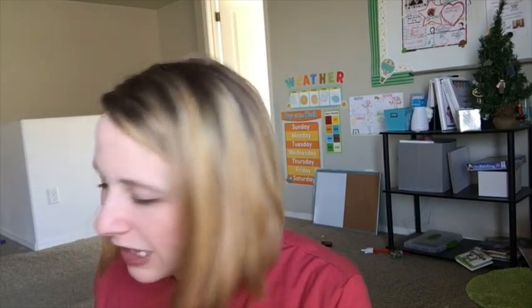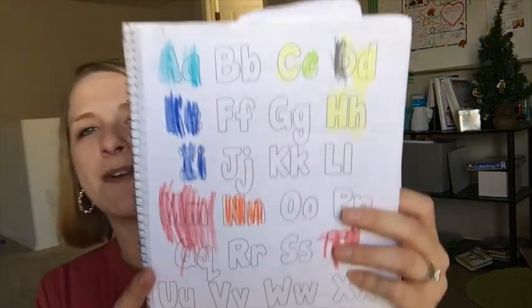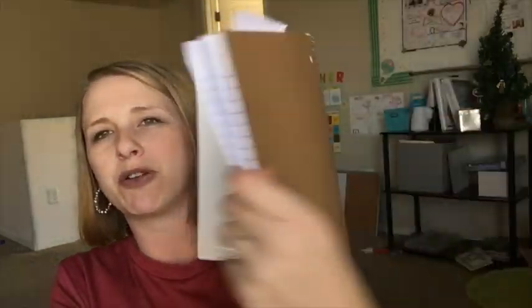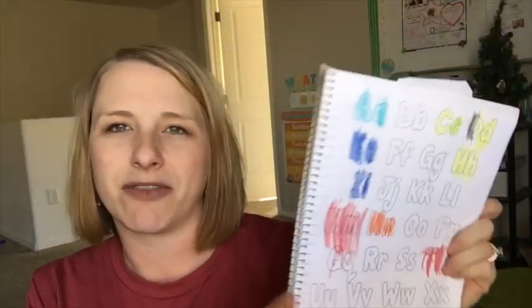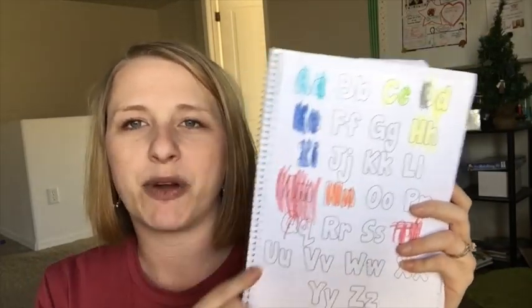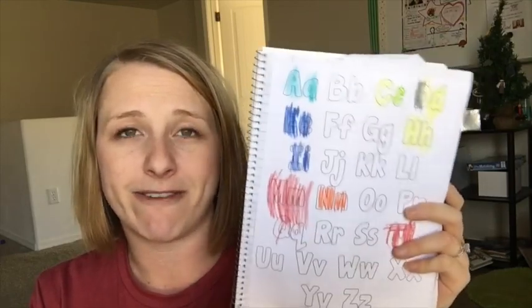So the next thing that we do after that is I have the students go write in their interactive notebooks, or their alphabet journals is what I call them. So here's one of my students' alphabet journals. And on the first page here, this is just a regular spiral notebook that you can get for like 20 cents or whatever at the beginning of the school year. And I have printed off the alphabet on the first page.